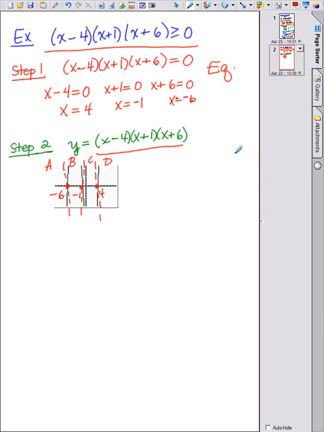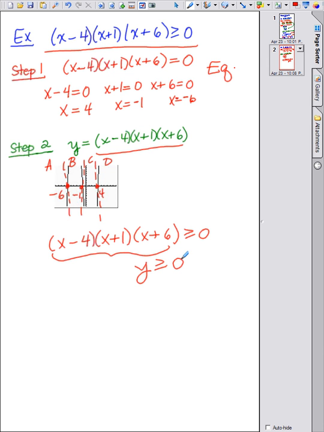Now what were we trying to find? We're trying to find where x minus 4 times x plus 1 times x plus 6 is greater than or equal to 0. Remember, this is just our name for y. So we're trying to find where y is greater than or equal to 0. Well, remember what y being greater than 0 means. For y to be greater than 0, those are the points that lie above the axis. And for y equal to 0, those are points that lie on the axis.